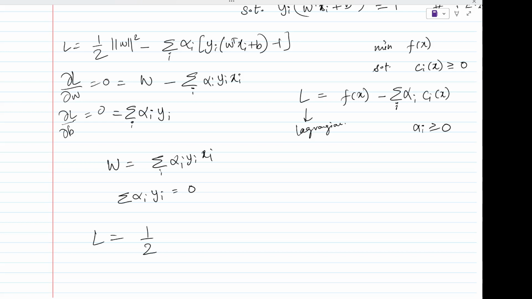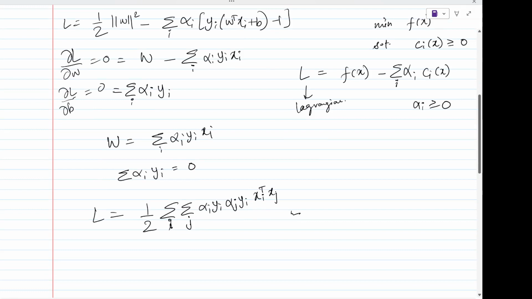So an easy way to do this is, if you look at this part, what will come out here is summation ij alpha i yi xi alpha j yj xj, I think I should write alpha j yj, xi transpose xj, minus summation I alpha I yi.